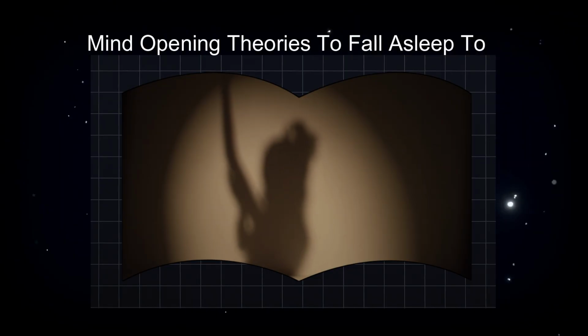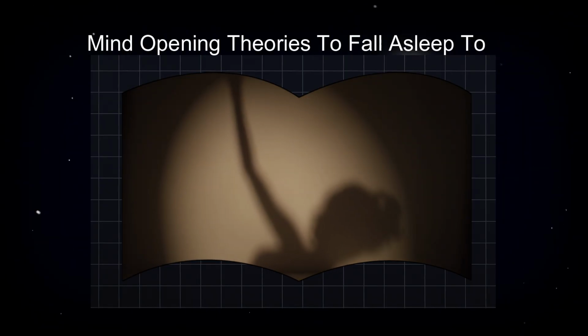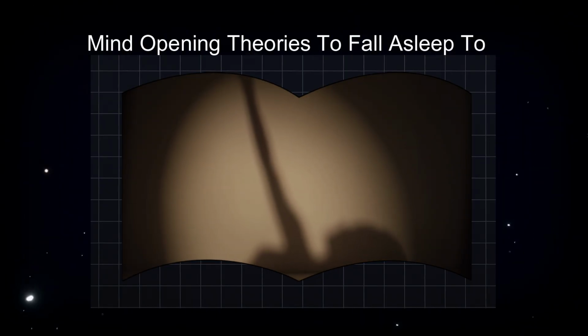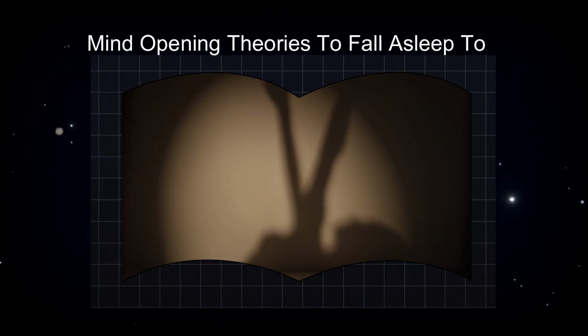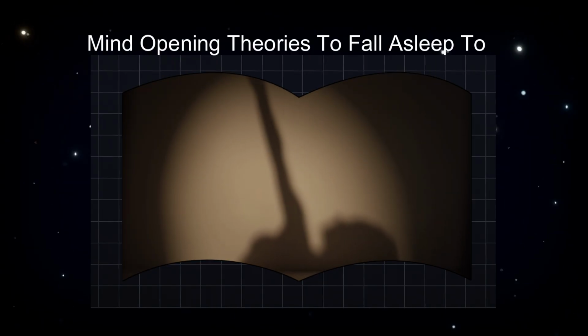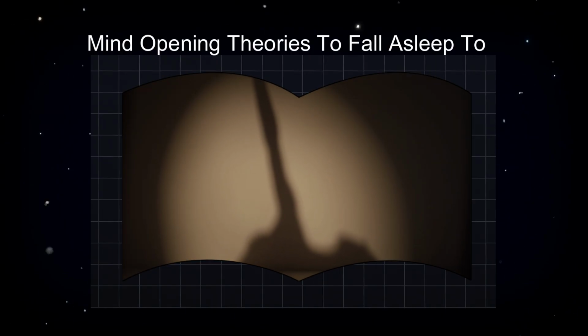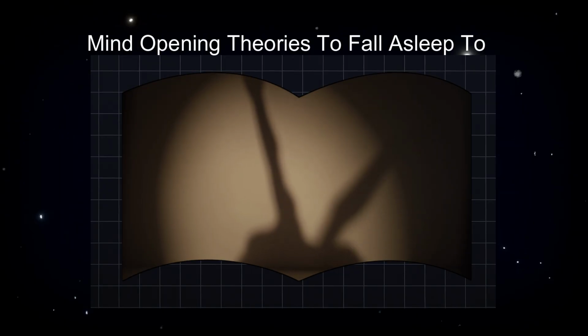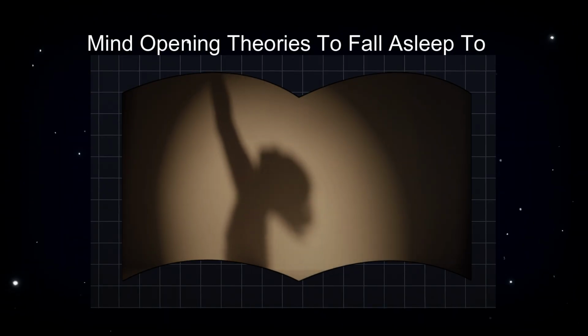The Big Bounce. The Big Bounce is an alternative to the traditional Big Bang model. According to this theory, the universe didn't begin with a single, one-time event, but has instead been cycling through expansion and contraction for an infinite amount of time.